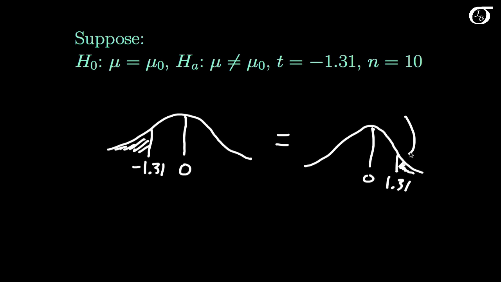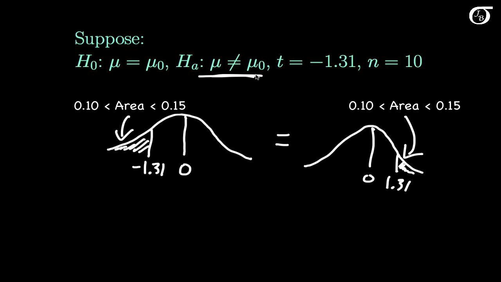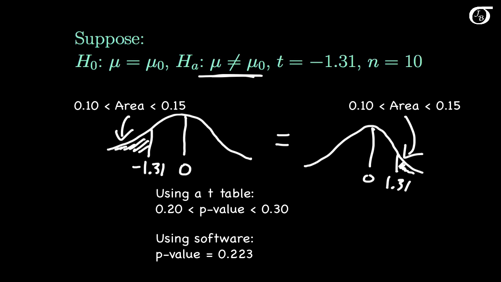So the table tells me that the area to the right of 1.31 lies between 0.10 and 0.15, which implies that the area to the left of minus 1.31 also lies between 0.10 and 0.15. But since the alternative hypothesis is two-sided, we must double that area to get our p-value. So the p-value must lie between 0.20, 0.1 doubled, and 0.30, 0.15 doubled. If we have access to software, it's much better to use software to find the precise value of 0.223. And if we were to do so, we'd see that the real p-value from the software falls into the range of values we found from the t-table.